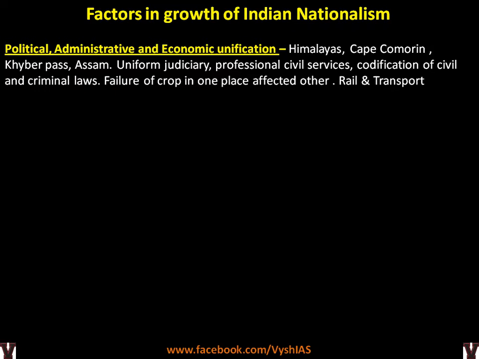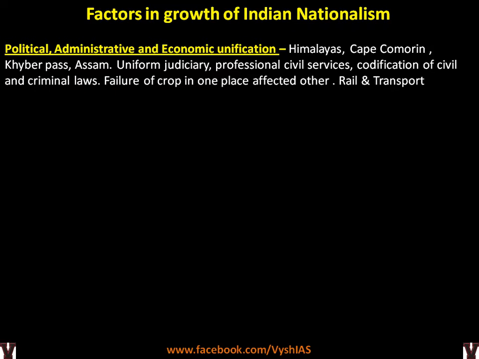The British, as you know, were capturing places across India, whether in the south, west, north or east. In all directions they were forming their trading posts and their territories by imposing different annexation policies. So all these things started forming a unified boundary for India, like it's mentioned here: the Himalayas, Cape Comorin, Khyber Pass, Assam.